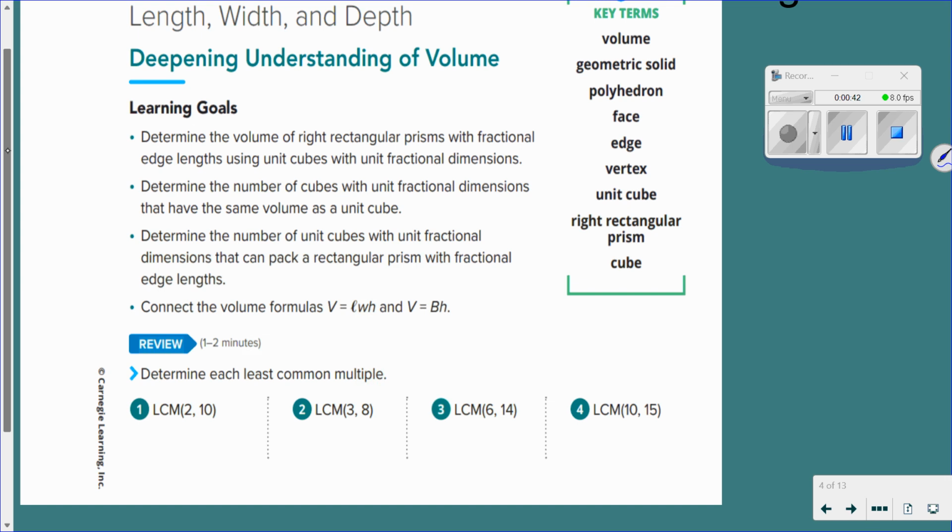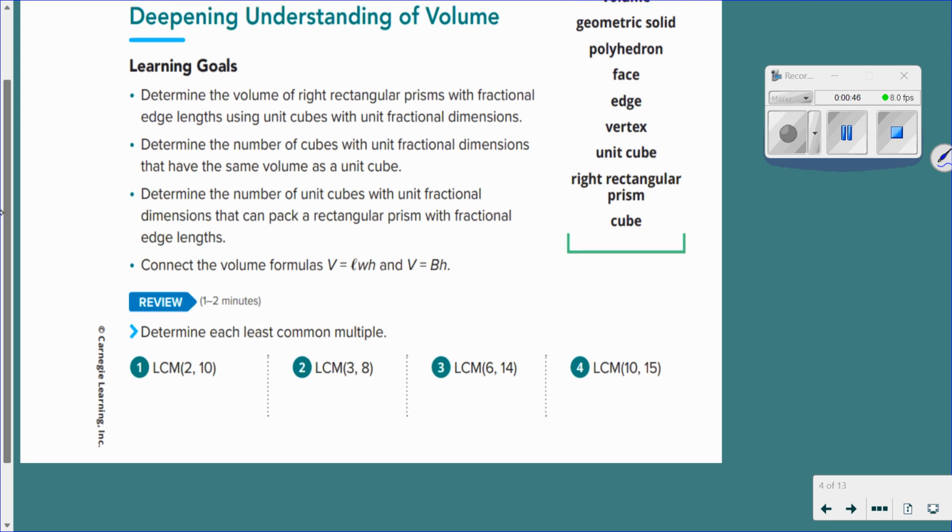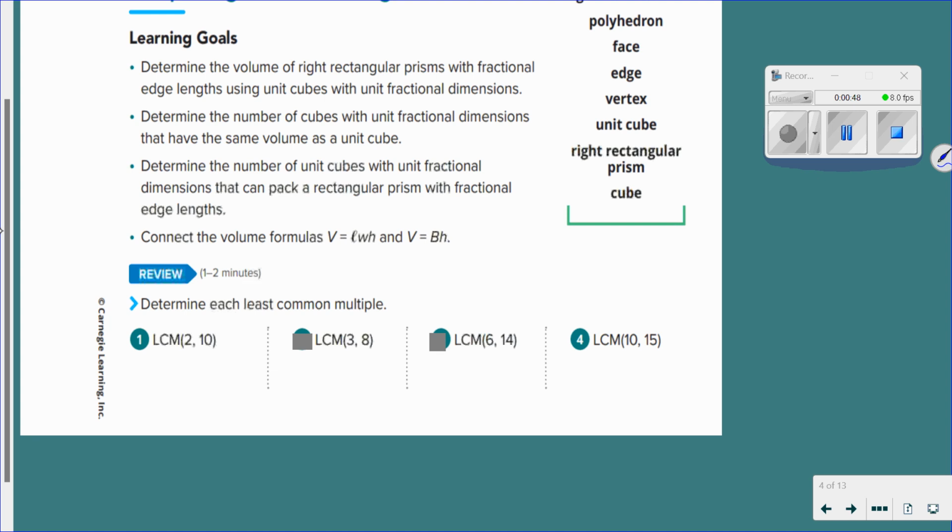Okay, determine the number of unit cubes with unit fractional dimensions that can pack a right rectangular prism with fractional edges, and connect our two volume formulas. We're going to have two formulas we're going to use. That's nice. Volume is length times width times height, or a capital B times H.